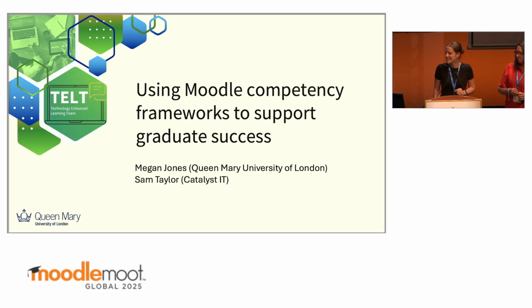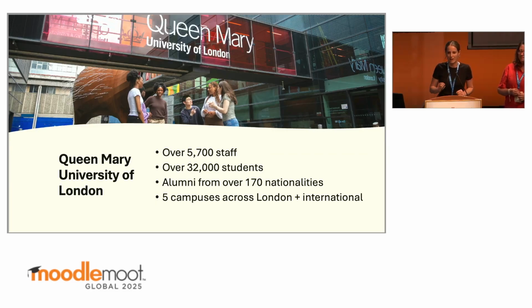Okay, let's get started. So I'm going to give you a bit of background information on Queen Mary, first of all. We're a fairly large university, around 30,000 students, almost 6,000 members of staff. We're a very diverse institution. We have a spread of campuses across London with a few more international campuses as well. And I just wanted to give you the sense of the scale of Queen Mary, because this project impacts all of the students at Queen Mary University, so it gives you a sense of the scale of the project as well.